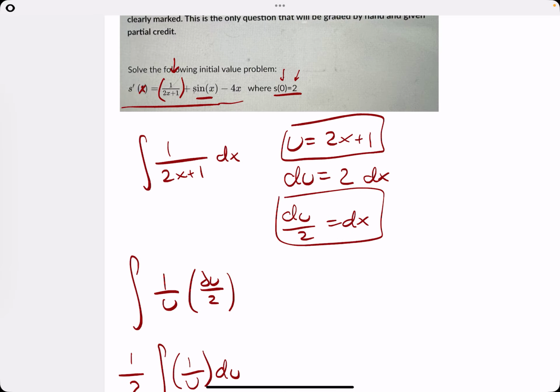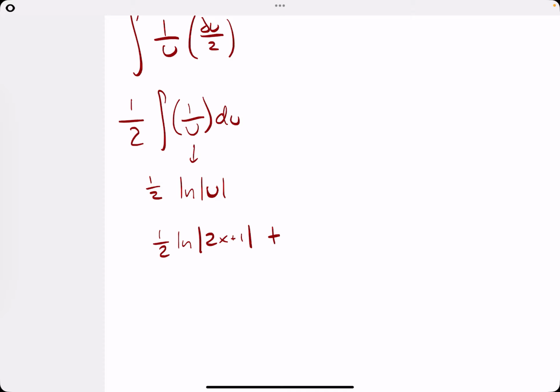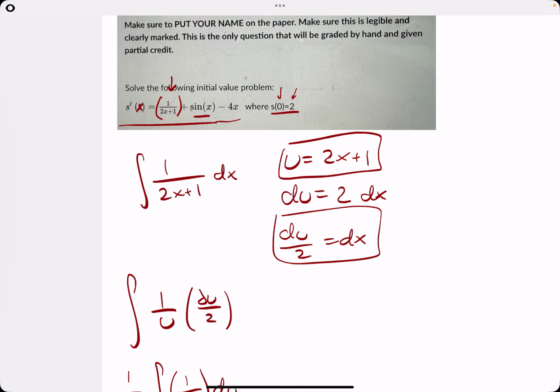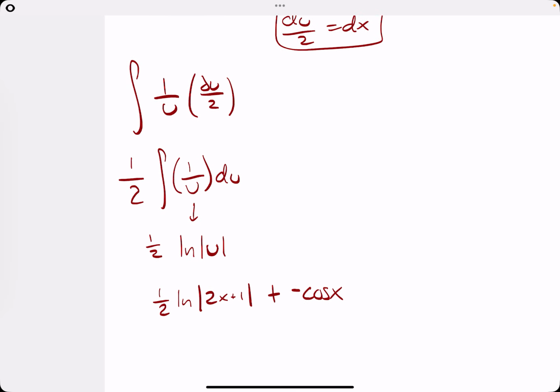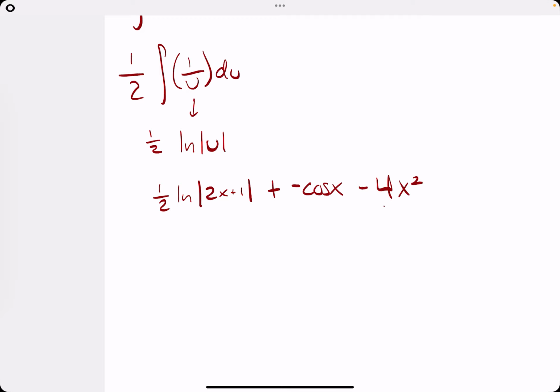moving on, sine of x has an integral or antiderivative of negative cosine of x, because cosine of x has a derivative of negative sine of x, but then that extra negative negates that negative and makes it a positive sign. So negative cosine is the antiderivative of positive sine. So then minus 4x would be minus 4x squared over 2. 4 over 2 reduces to 2. And this is our s of x. This is just our general antiderivative.